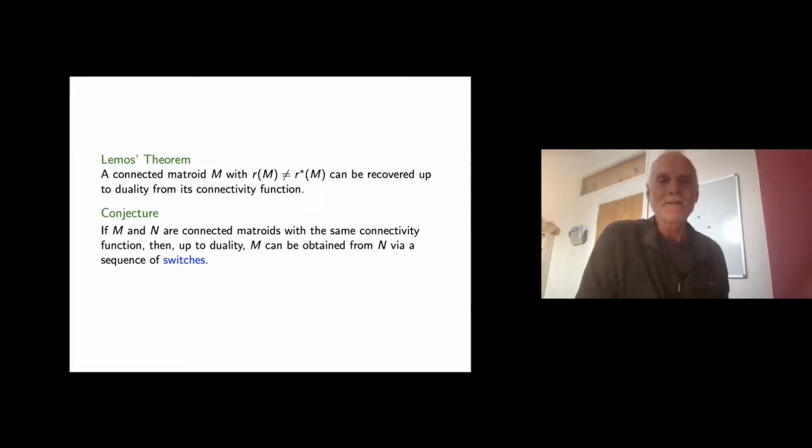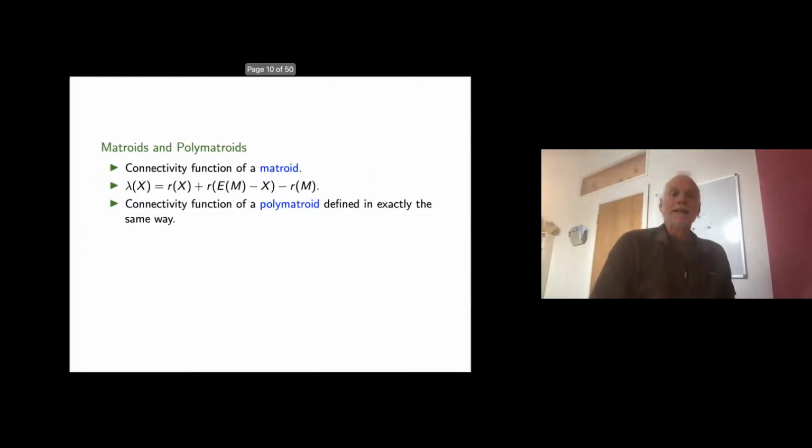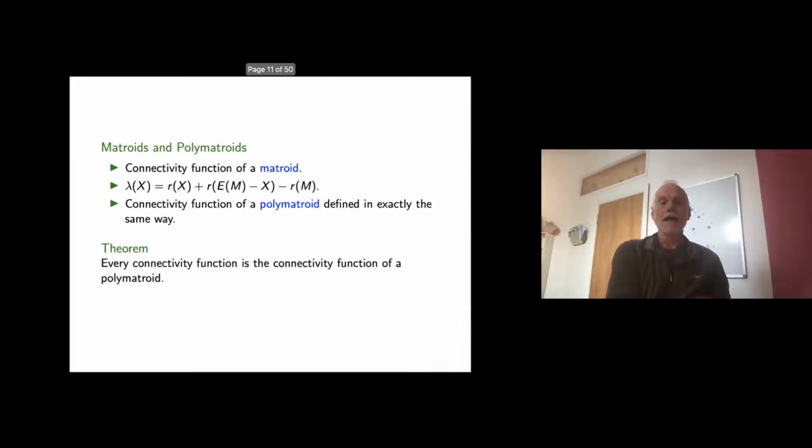Forget about that if you don't know about spikes and things like that. All right, so we have the connectivity function of a matroid. A polymatroid is something that's exactly the same as a matroid. You just have essentially the same rank axioms, except you don't insist that the rank of a singleton is 0 or 1. Singletons can have rank as an arbitrary integer, or even non-integral values, but for this talk, it's better to think of polymatroids as being integer polymatroids. And you can define the connectivity function of a polymatroid in exactly the same way. And here's a theorem.